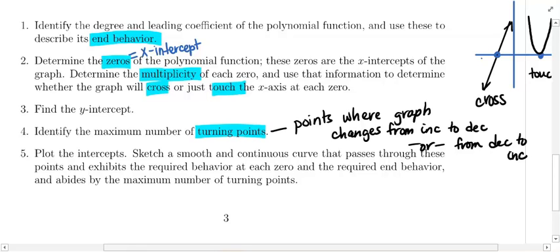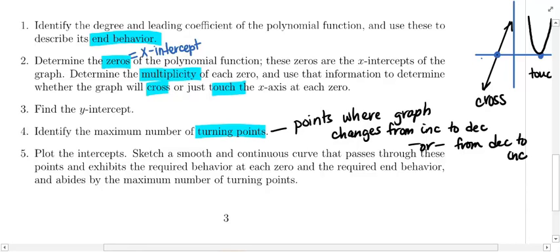In step 5, you're going to plot the x-intercepts and the y-intercept. You're going to sketch a smooth and continuous curve that passes through these points, exhibits the required behavior at each zero and the required end behavior, and abides by the maximum number of turning points. So you may have to read through this again because we were kind of distracted by the fact that there are so many new terms that we're going to have to go and learn before we actually start graphing polynomials.